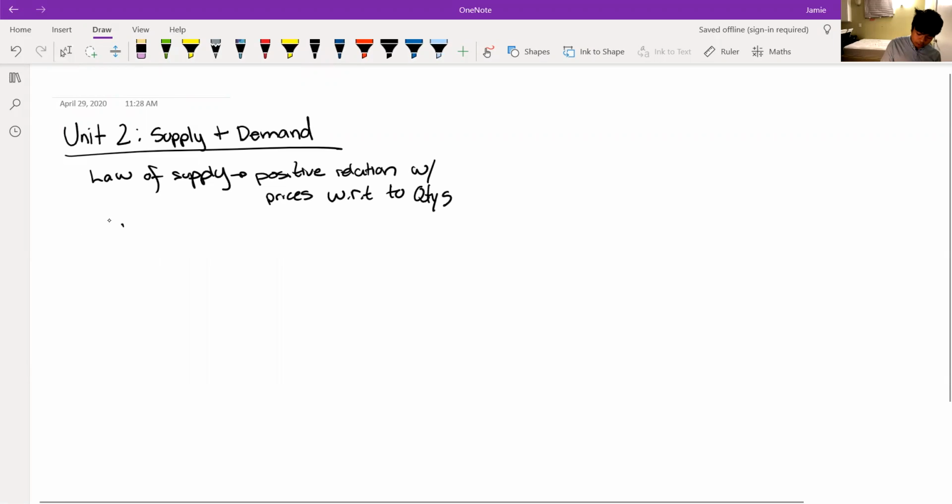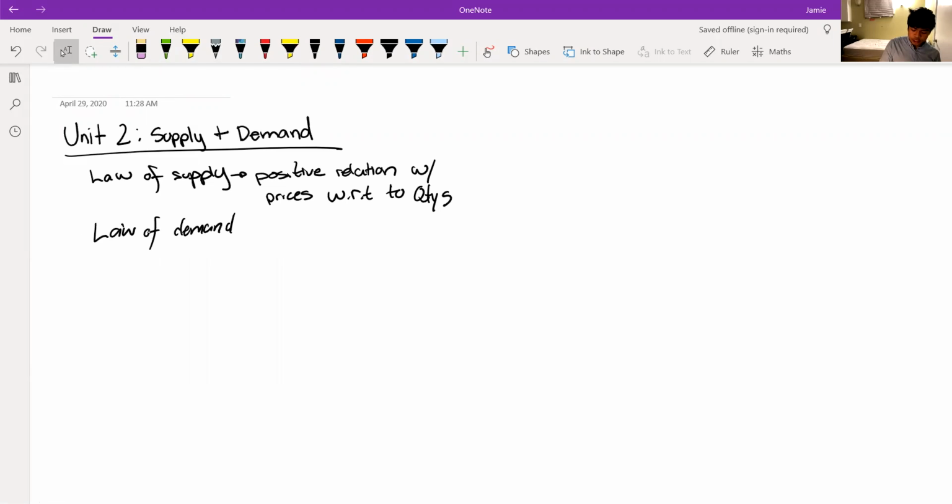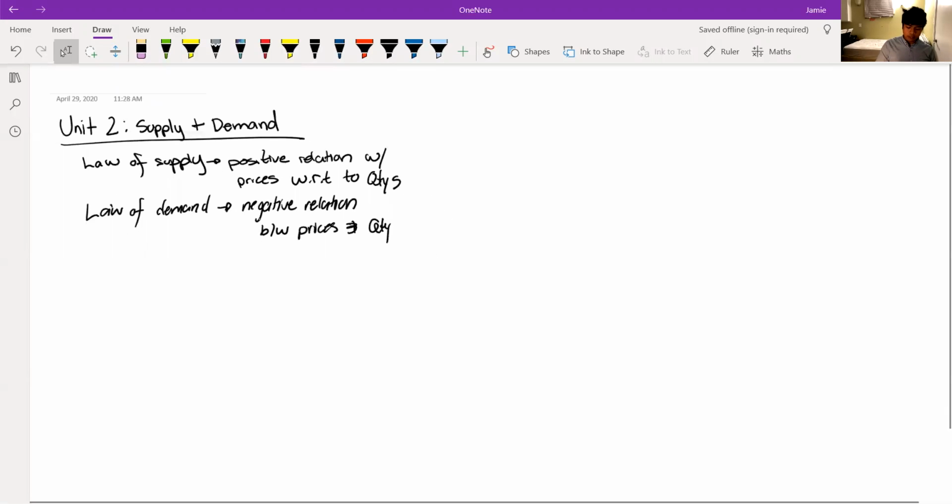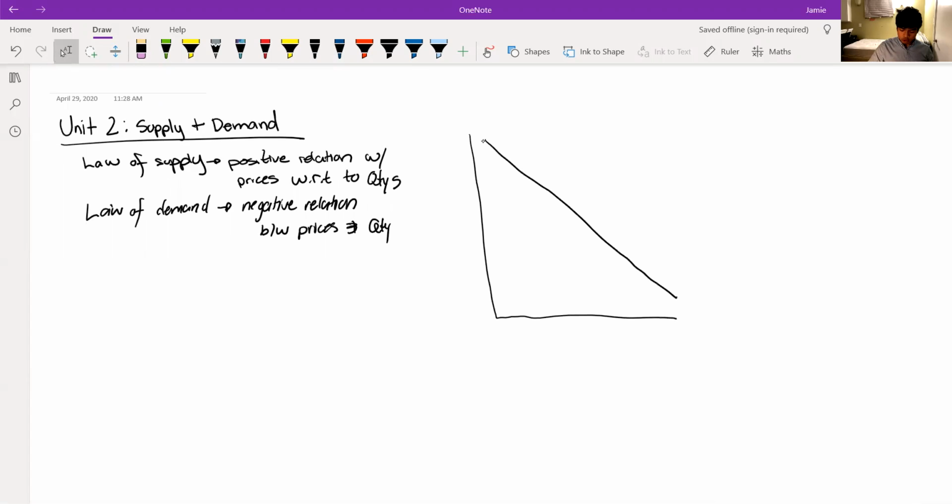The law of demand is the opposite relation, so as prices rise there is a decrease in quantity. It's an inverse relation between prices and quantity. Graphically, the demand curve is downward sloping, and the supply curve is upward sloping.